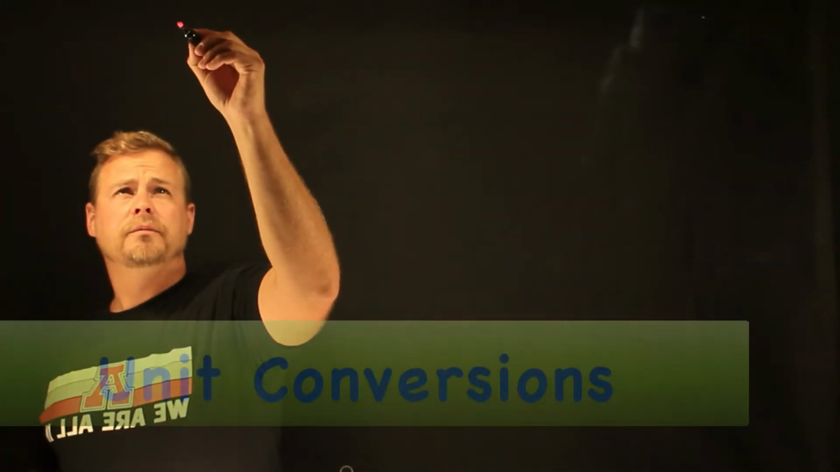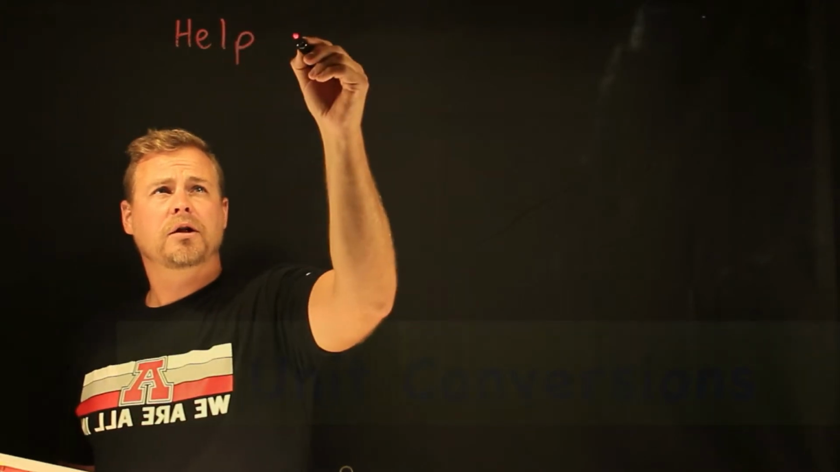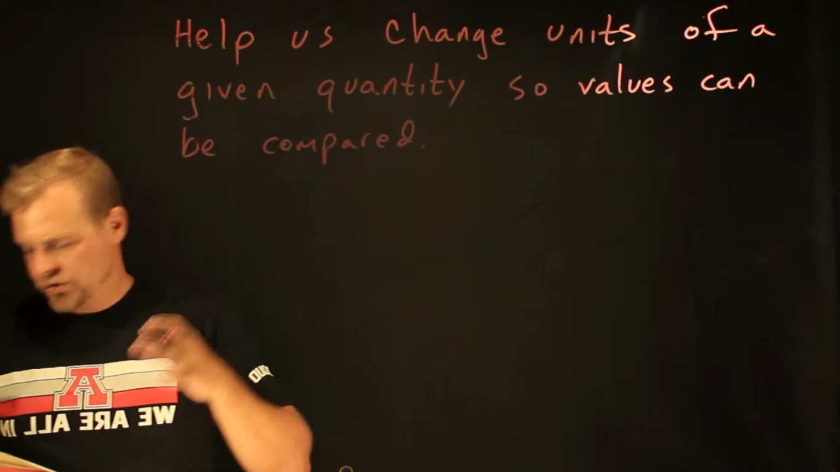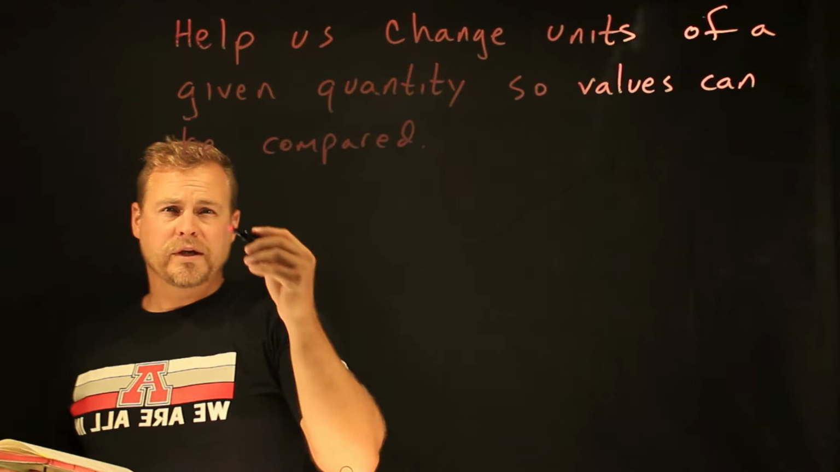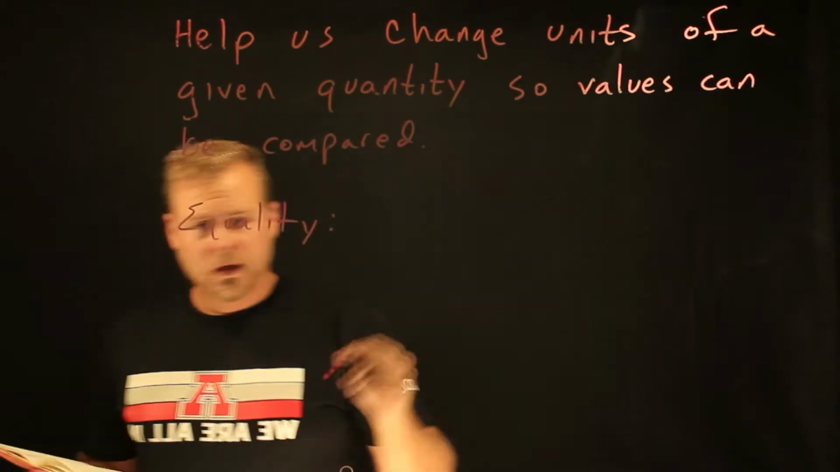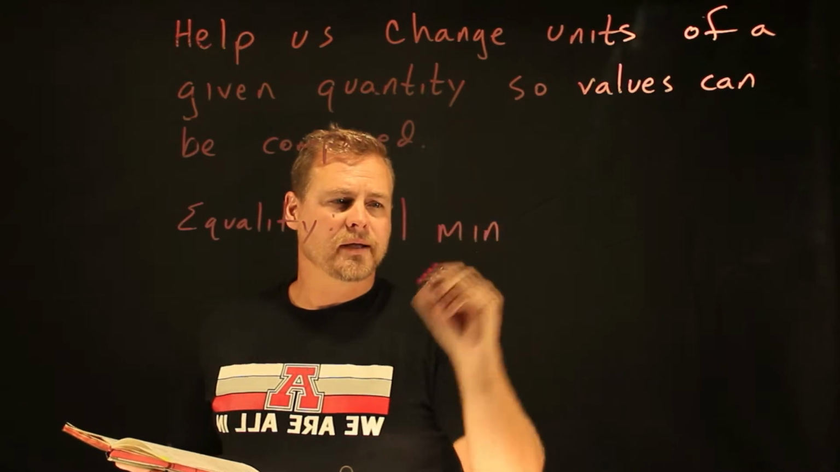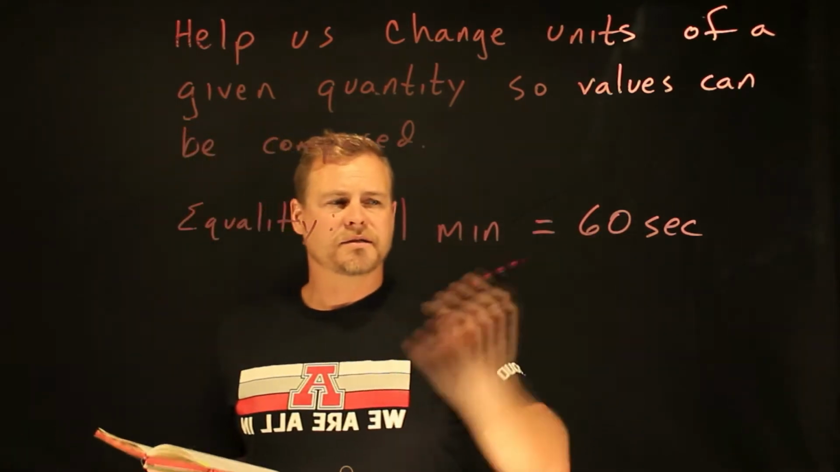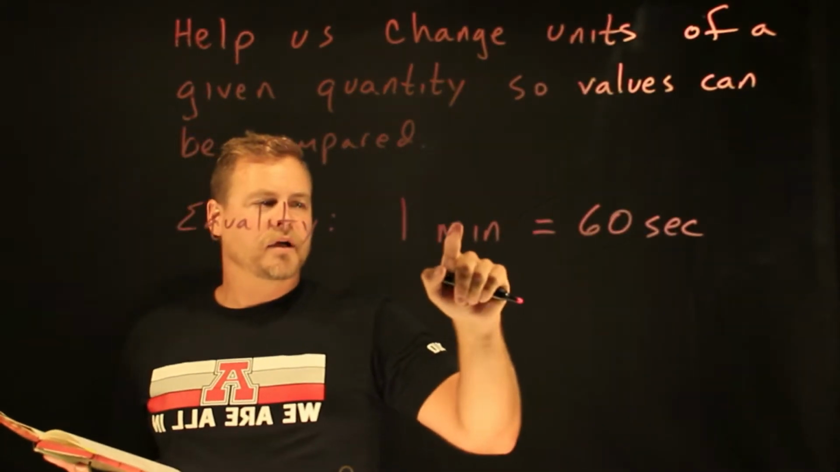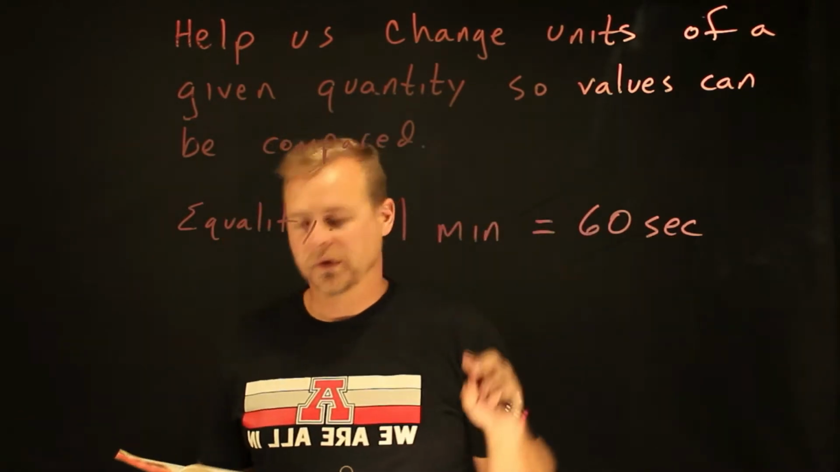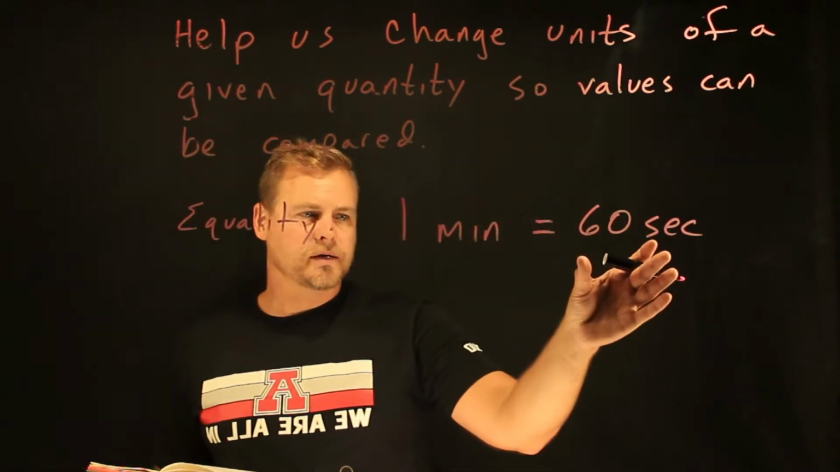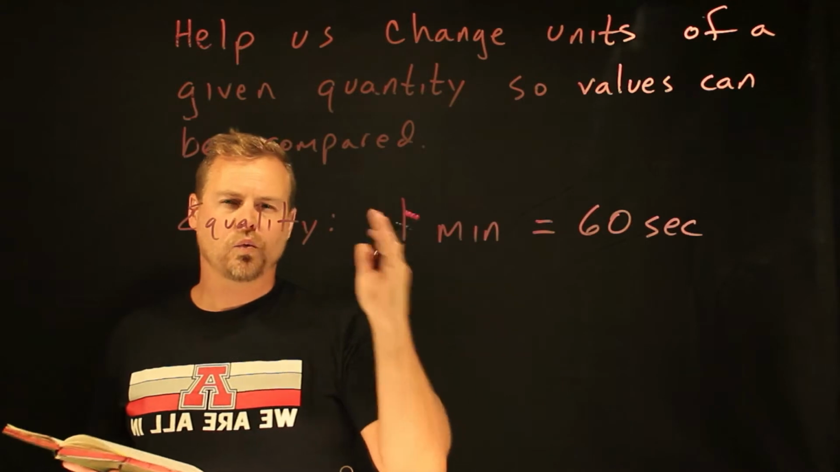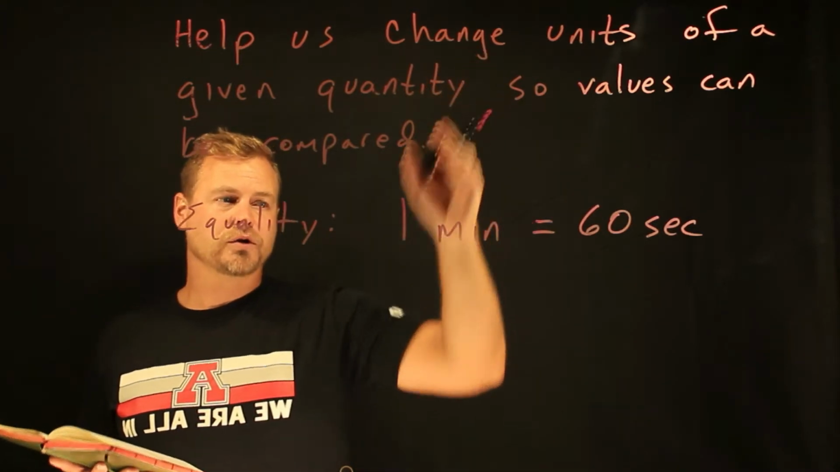Unit conversions. Unit conversions help us change from one type of unit to another type of unit. Okay, we use what's called an equality. Everybody knows that 1 minute is equal to 60 seconds. Okay, that is an equality, and you'll notice that I have a unit of time and a different unit of time. Okay, and so we can use these equalities by setting this thing equal to 1 and then plugging 1 anywhere that we need to change units from one to the other.